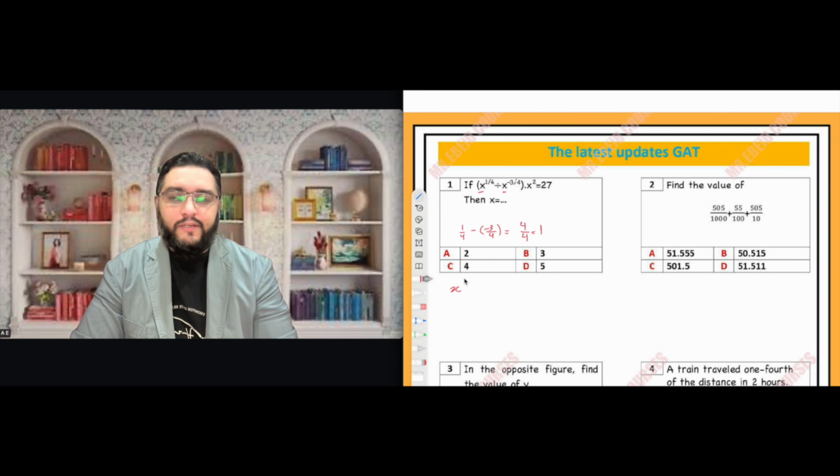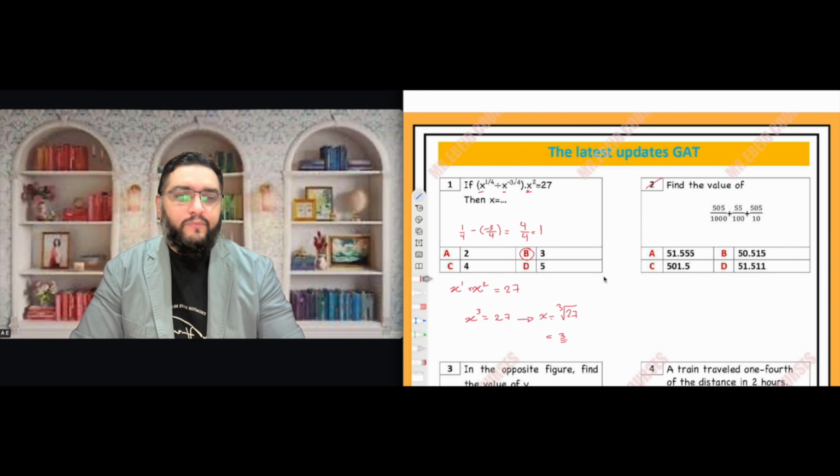So we have here x raised to the power of 1 times x squared equals 27. If you have the same base, you can add the exponents. So it's x raised to the power of 1 plus 2, which equals 3, equals 27. Take the cube root of both sides. It means x equals the cube root of 27, which equals 3. So the answer is B.